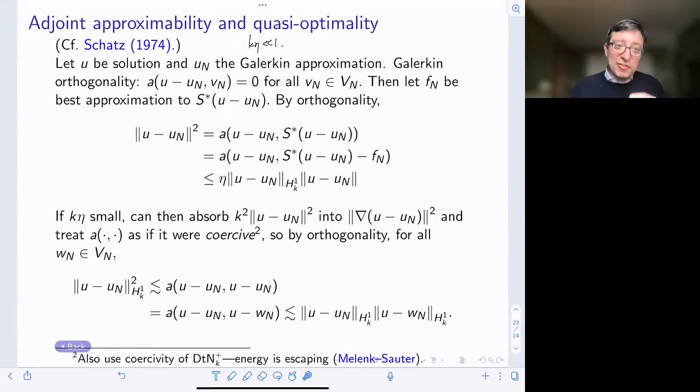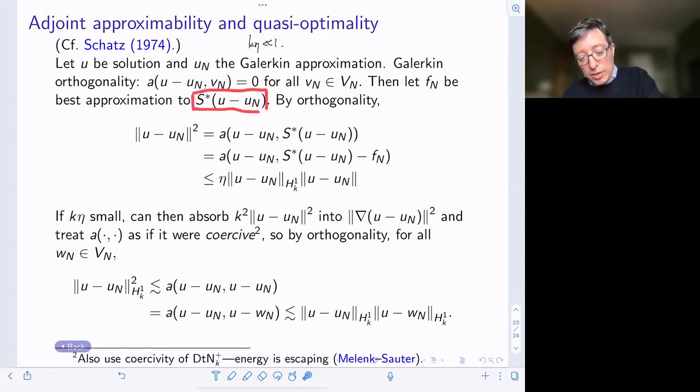If A were coercive, life would be great, actually. Orthogonality would mean something. But A is not coercive. A is not sign definite, because we've got a gradient squared term and a k squared term with opposite sign. So it looks like orthogonality with respect to an inner product, but that's not really an inner product. Now let Fn be the best approximation in the Galerkin subspace to this weak solution of the equation with right hand side U minus UN.